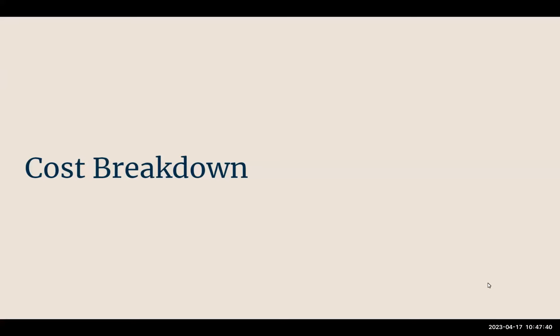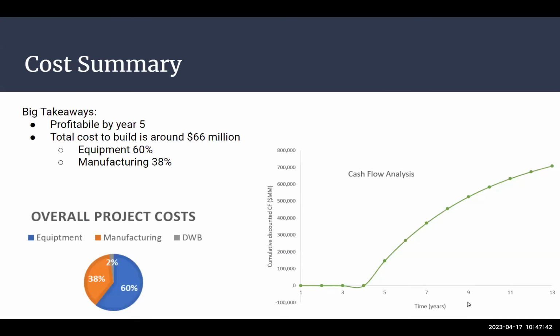So let's get into the cost breakdown. So the big takeaway about the cost is that we're going to be profitable by year 5, which is a really big deal because it's going to take us 4 years to build the plant. So we don't even make any profit until the 5th year. And so the cost to build the plant is about $66 million.